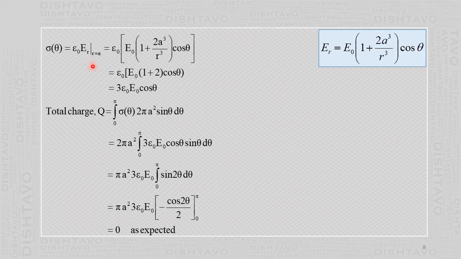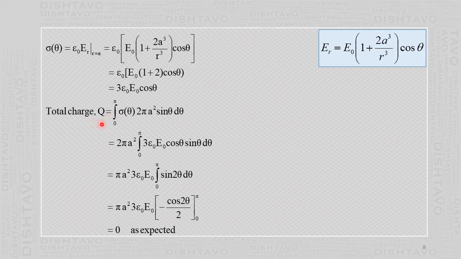Then what is the total charge on the conducting sphere when it is kept inside the external electric field? Actually, since earlier the conducting sphere was neutral, it is charged because of the induction, separation of the charges. But total charge is 0 because charge is conserved. So we should get the answer 0. And let us see how to get that equal to 0.